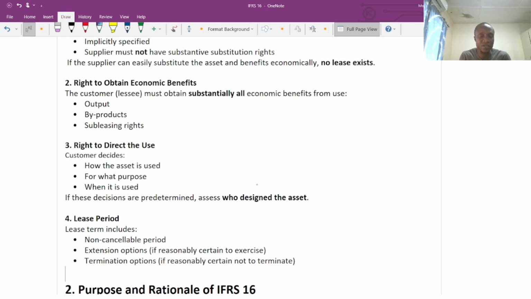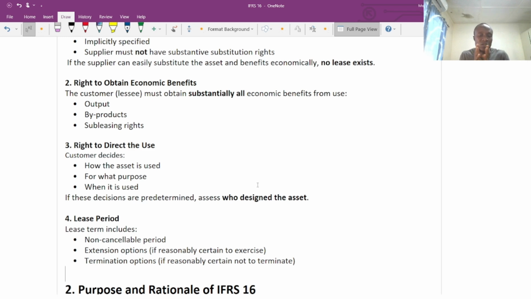Then the final point within the definition of the lease, there should be a specific fixed period of time. Now, for example, the motor vehicle is for 3 years. The period of time should be clearly stated. If the machine is for 10 years, it should be clearly stated within the lease agreement. We should not go into a lease agreement for a lease item where the period of time is not clearly stated.